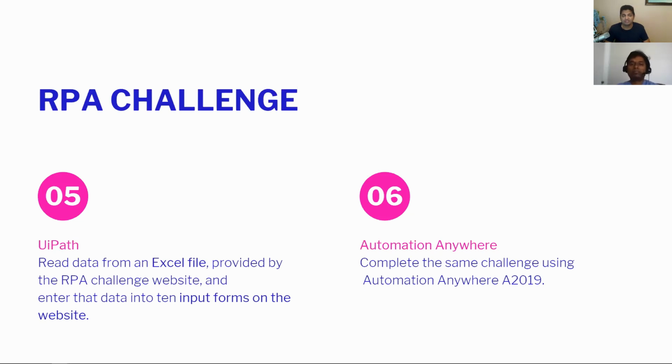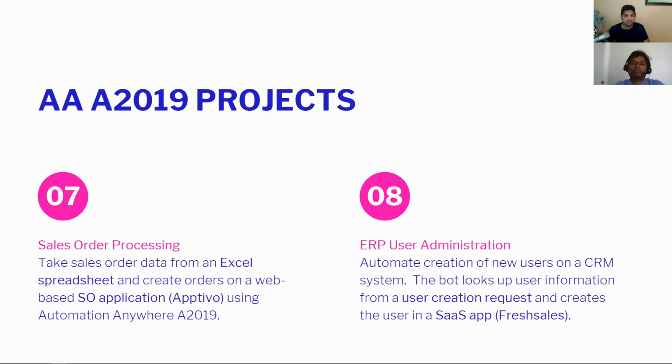But the forms keep changing. There are 10 forms and the fields keep changing, so the position of the fields keeps changing. So those are the two projects we had in terms of the RPA challenge, and then we move to more A2019 projects.